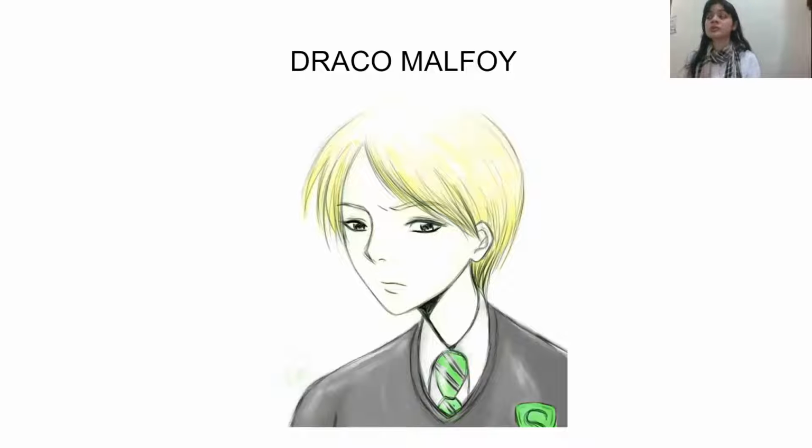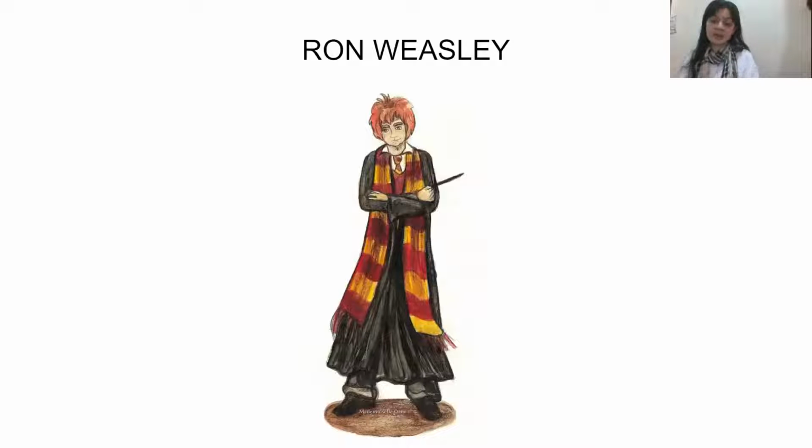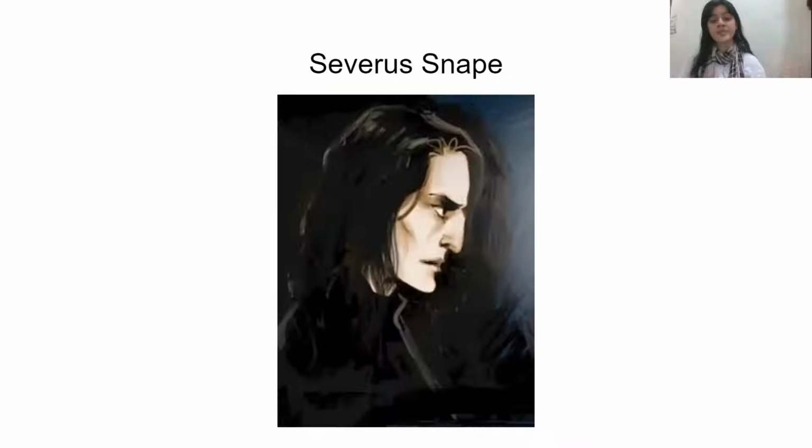Draco belongs to the house of Slytherin, alright? So you can see that he's wearing a green tie. Whereas Harry, Ron, and Hermione, all of them belong to the house of Gryffindor, alright? Now we have Severus Snape.